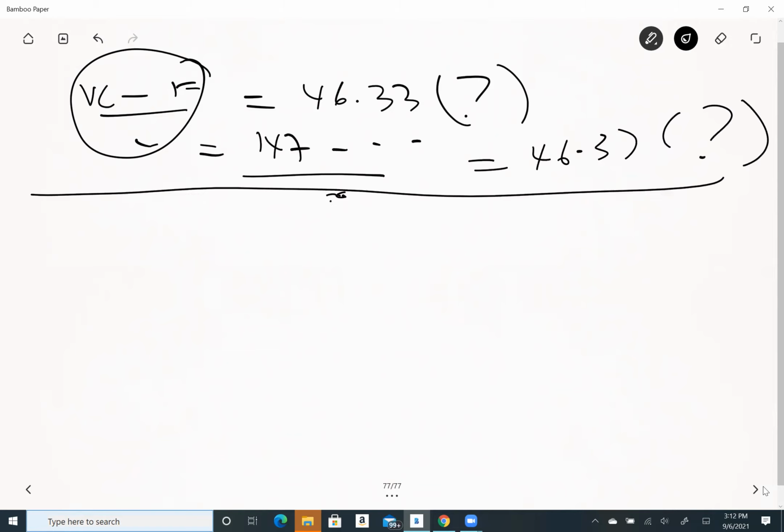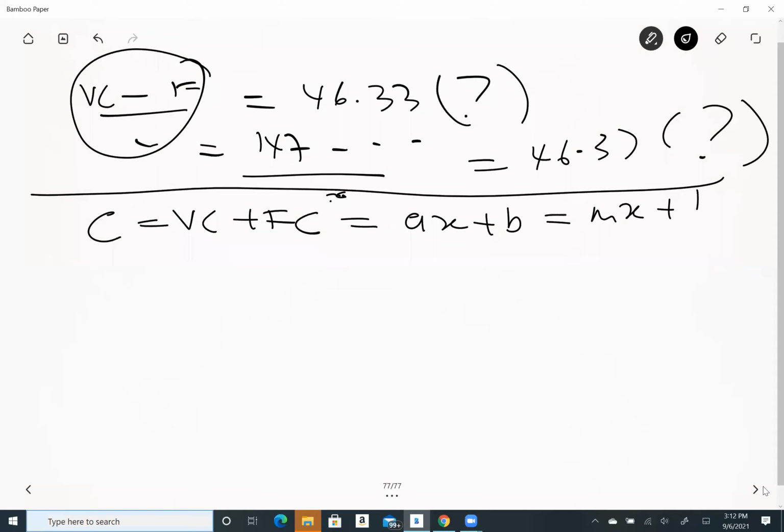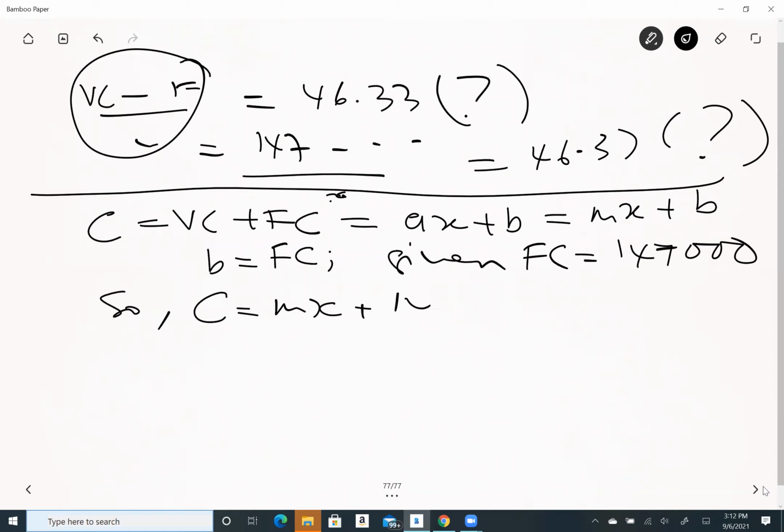All right. What you are given is this. The cost is equal to what? Variable cost plus fixed cost. That's number 1. Number 2, it's a linear function, so it's equal to AX plus B, or you can use MX plus B, doesn't matter, your notation. Where B is the fixed cost. So now you know B is the fixed cost. You are given fixed cost equal to 147,000. So cost is equal to MX plus 147,000.